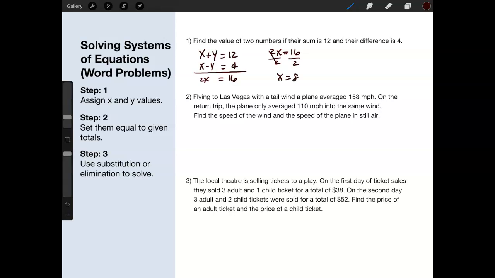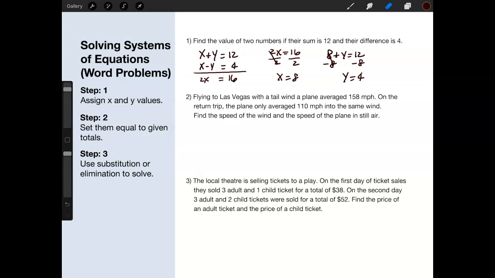Now we can plug this into either one of these equations to solve for y. 8 plus y is equal to 12. Subtract 8 from both sides, and we have y is equal to 4.